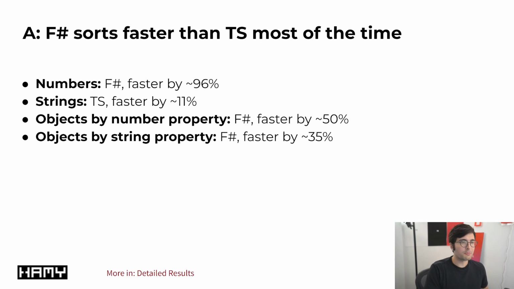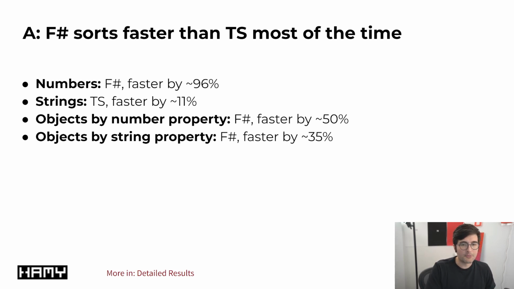So for numbers, just primitive numbers, over collections, F# is going to beat TypeScript by about 96%. So that's around our 10x result that we would kind of expect. But for sorting primitive strings, TypeScript actually beats out F# by about 11%, which is surprising that it can even keep up, and even more surprising that F# is losing. So probably something to look into there, and we will do that a little bit later.